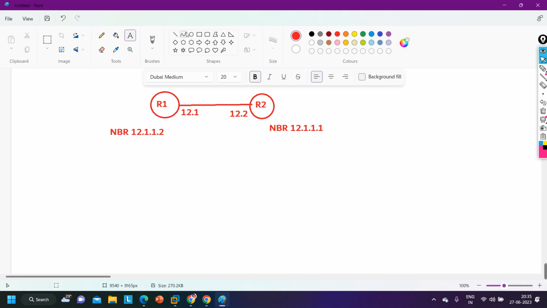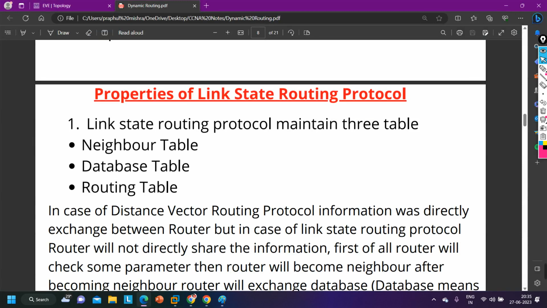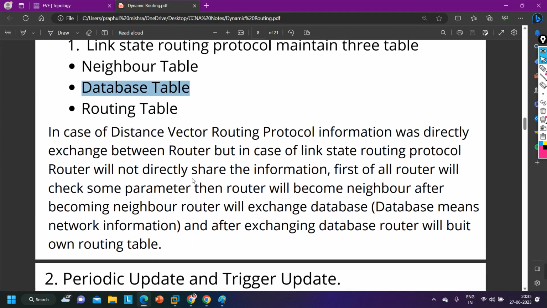It will maintain one neighbor table, then it will maintain one database table. In the database table, there will be the database of the router itself, the database of neighbors, or maybe the database of all routers in the OSPF domain or link state routing protocol domain. And after building the database, routers build what? The routing table. In the routing table, it will install the best path from the database. On the database, it will run one algorithm, and after running the algorithm, it will calculate the routing table.